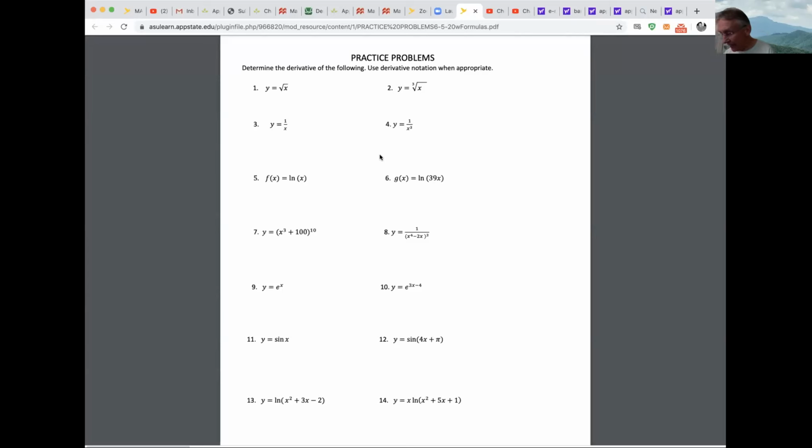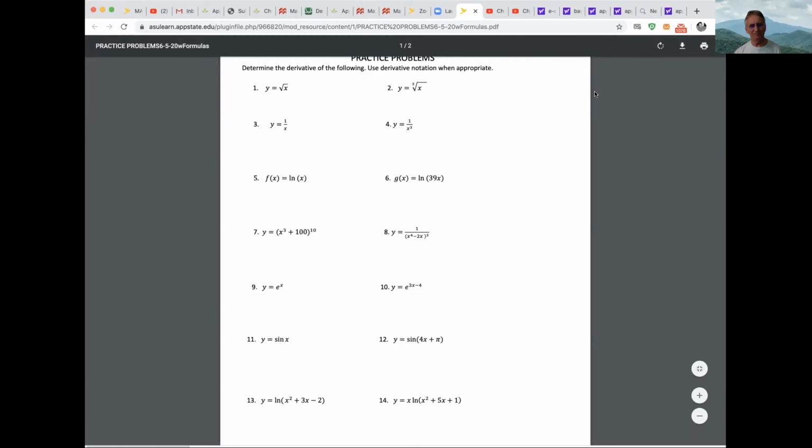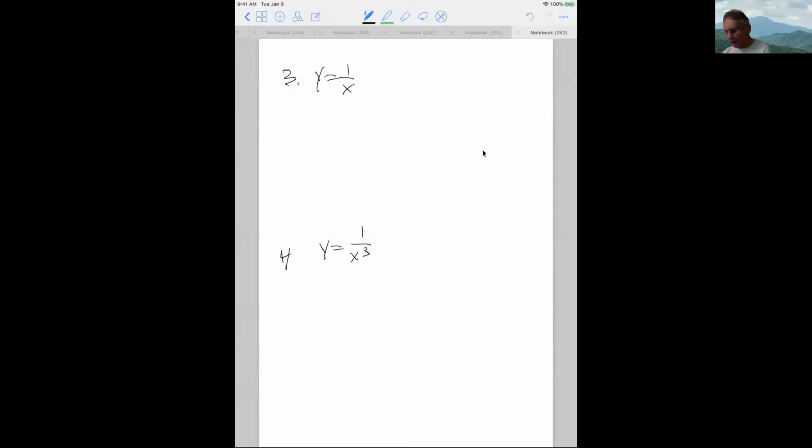X in the denominator. That's x to a negative exponent. So let me write these down. Number 3 is y equals 1 over x, and number 4 is y equals 1 over x to the 3rd. I'm going to go over to my iPad again, and get the logic down of the sequence of approaching the problem, all right?